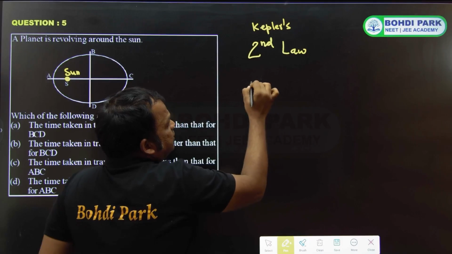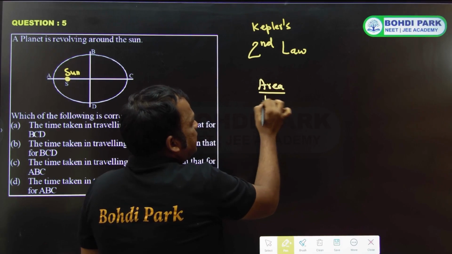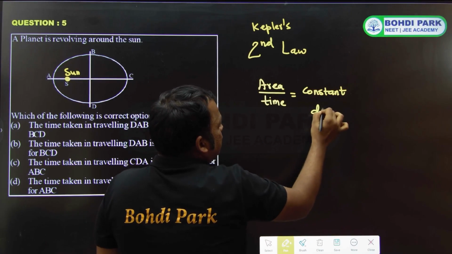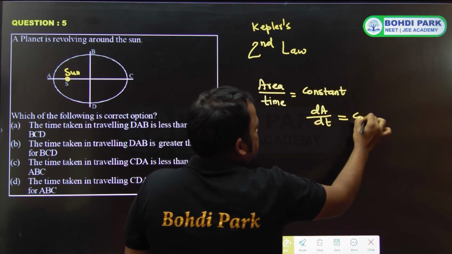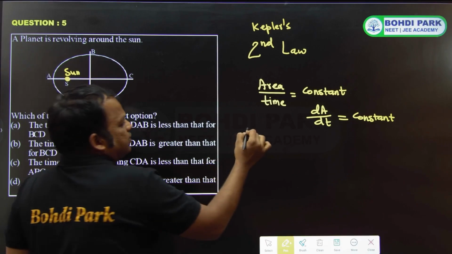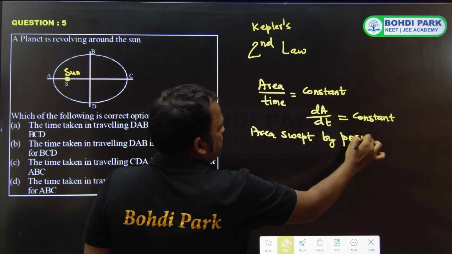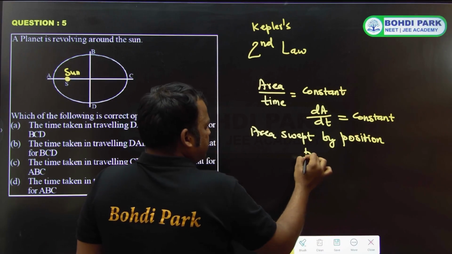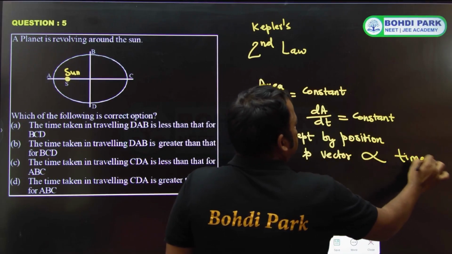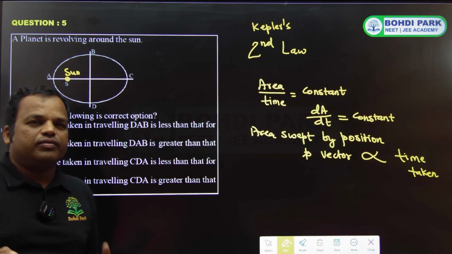Kepler's second law tells us area by time is constant, or dA by dt is constant. The area swept by the position vector is directly proportional to time taken, or it covers equal area in equal intervals of time.